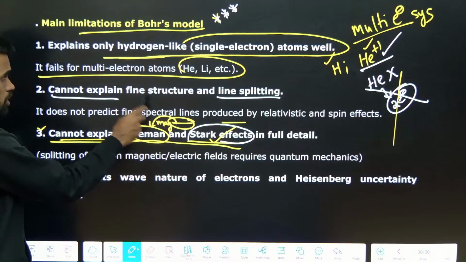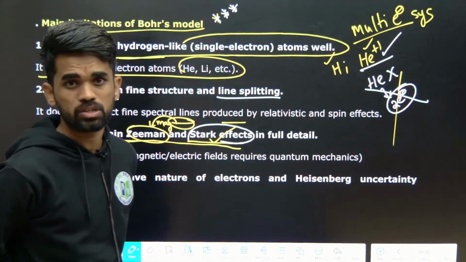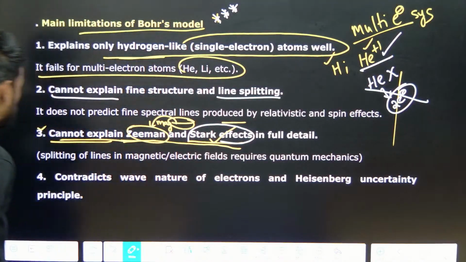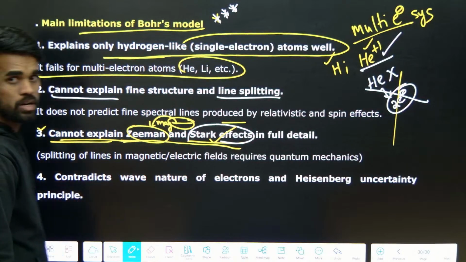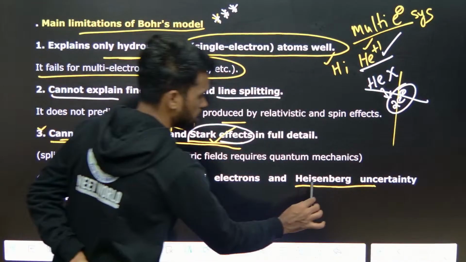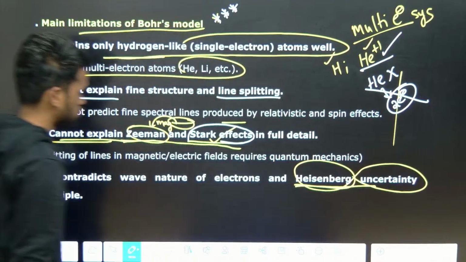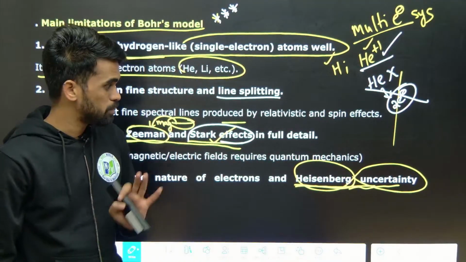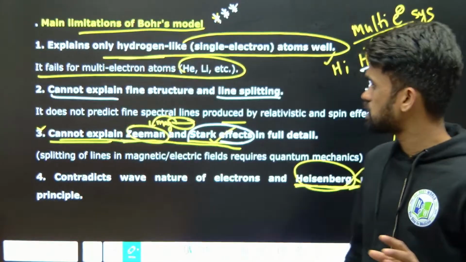Now, the line spectra we are discussing, like Lyman and Balmer, are applicable only for hydrogen-like species, not for multi-electron systems. The complete Bohr model is valid only for single electron systems. Next, Bohr's atomic model contradicts Heisenberg's uncertainty principle as well as de Broglie's wave equation. I mean, these are contradictory to each other. Remember this point. These are the points to be mentioned in the exam to score maximum marks for Bohr's atomic model.